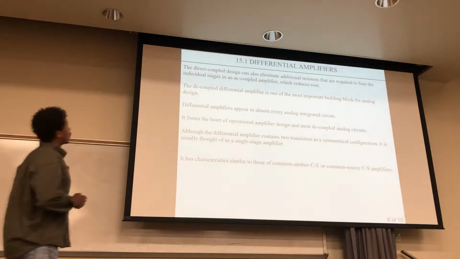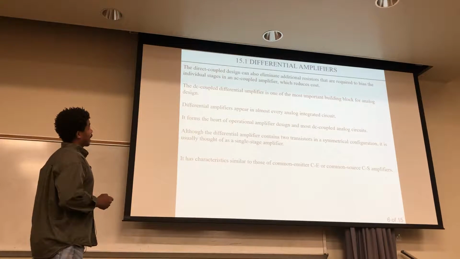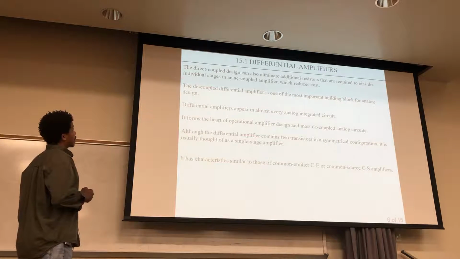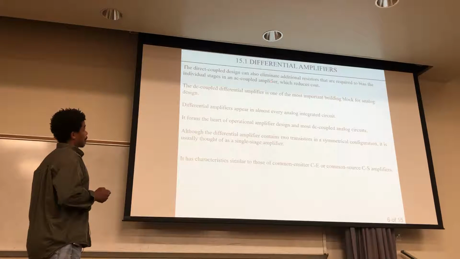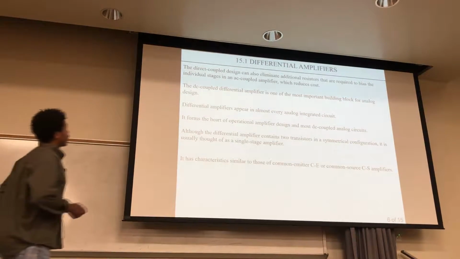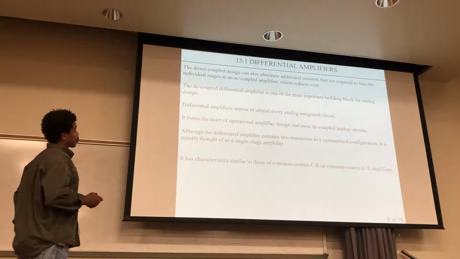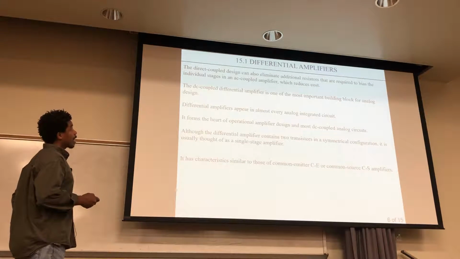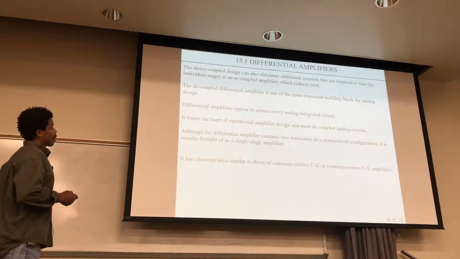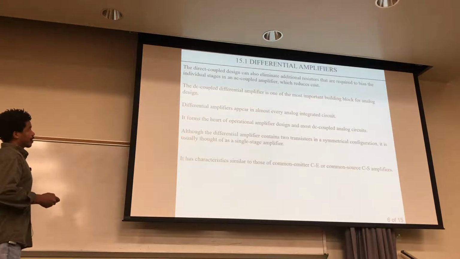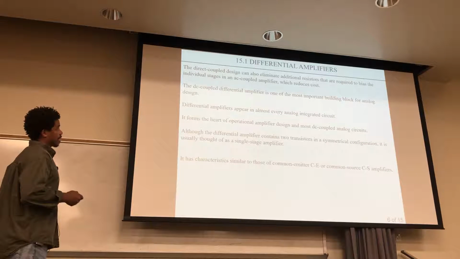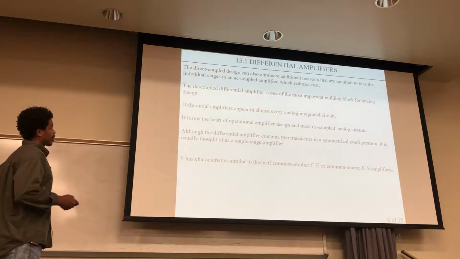Okay, so the direct coupled design can also eliminate additional resistors that are required to bypass, to bias individual stages in AC coupled amplifiers. So that can actually reduce cost. So that's another benefit. So the DC coupled differential amplifier is one of the most common building blocks for analog design. These differential amplifiers appear in almost every analog integrated circuit. It forms the heart of operational amplifier design in most DC coupled analog circuits.